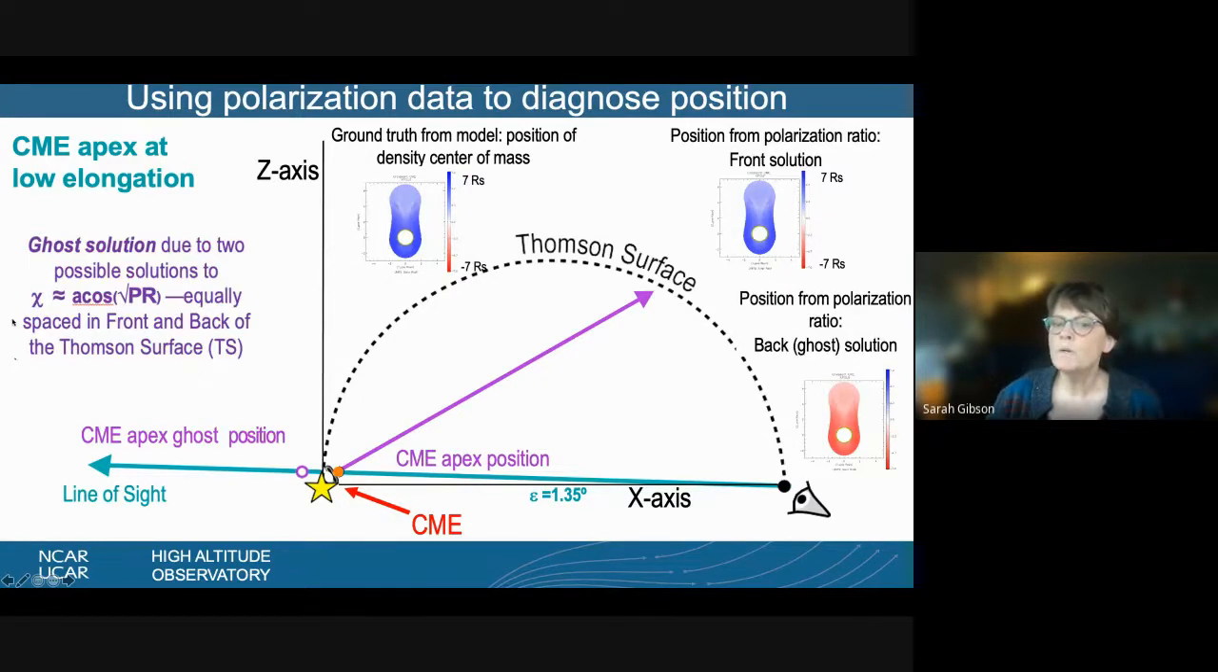Because there are 2 solutions to the scattering angle chi, there are actually always 2 possible solutions to the position of this superparticle when we do the polarization analysis. And one will be in front and one will be behind the Thomson surface. For this small elongation angle close to the sun, this means we won't know if what we're looking at is in front or behind the plane of the sky. It's a front-back ambiguity, but it's one that can be largely resolved.